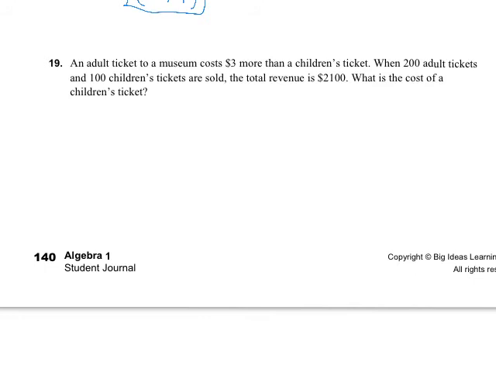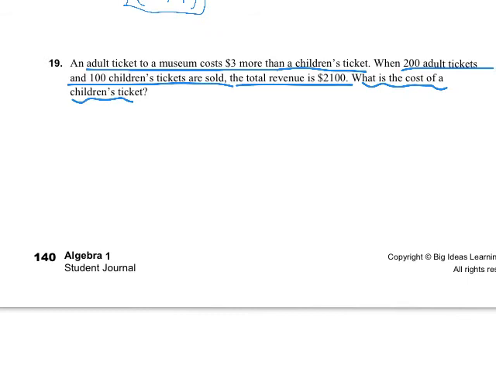So let's do it. All right, so it says an adult ticket to the museum costs $3 more than a children's ticket. Okay? So an adult ticket costs $3 more than a children's ticket. Okay, that's important to know. It says 200 adult tickets and 100 children's tickets are sold. The revenue is $2,100. And then it wants to know what is the cost of a children's ticket.